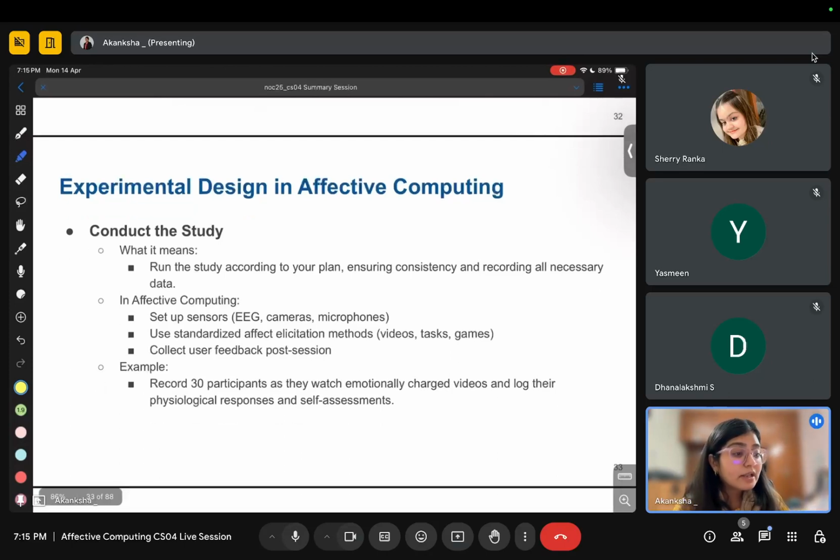Then you run the study according to your plan, ensuring that you are taking care of each and everything that you mentioned in the IRB document, okay, and recording all the necessary data. Then you are setting up sensors, using the procedure and collecting the feedback etc, okay. So you are conducting the actual study.